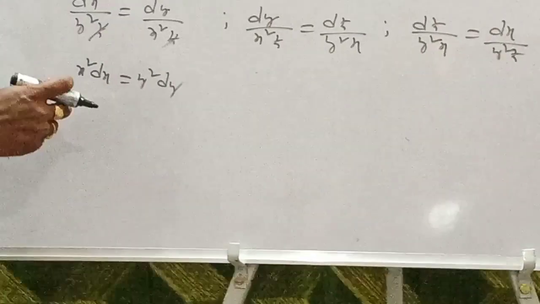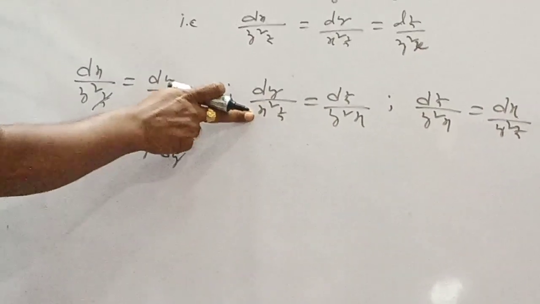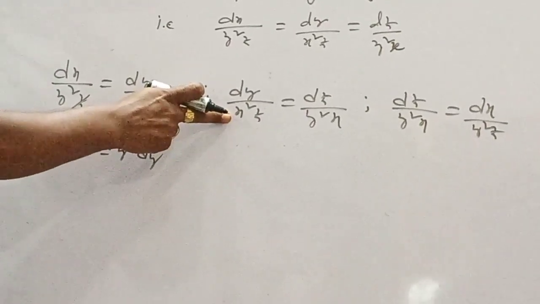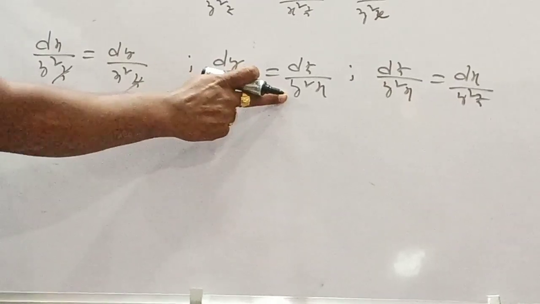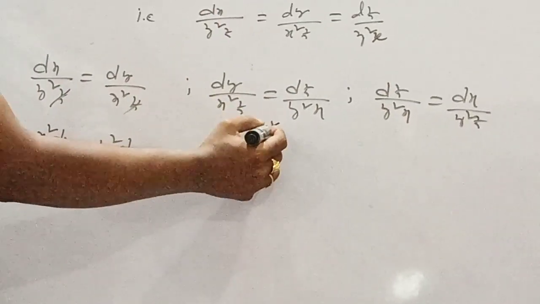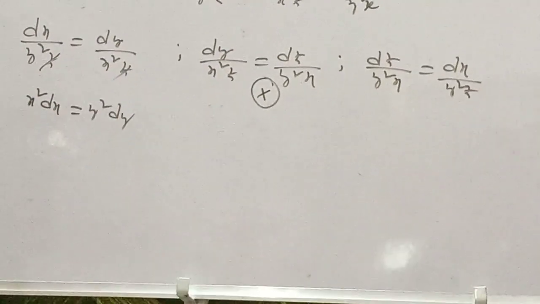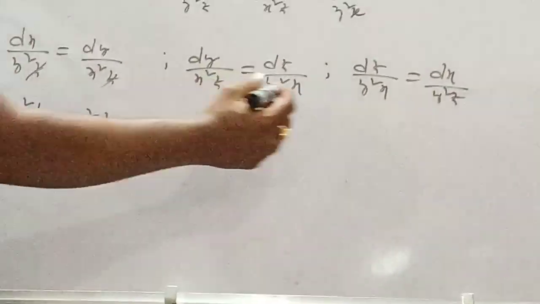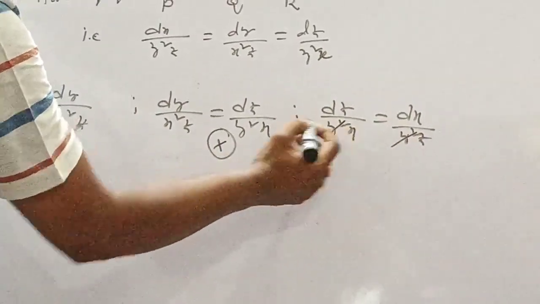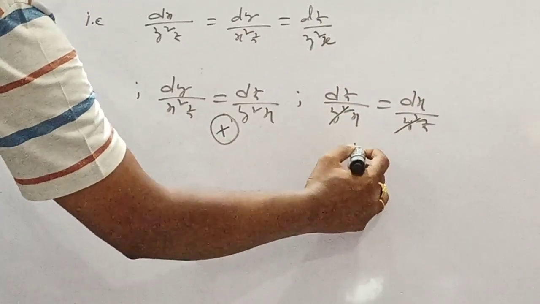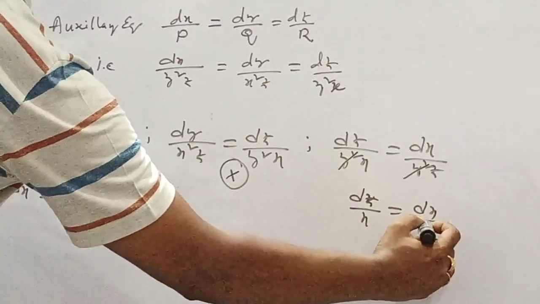Here you observe that x gets cancelled, and again we have an x term remaining here. So dy by xz is equal to y square. So it is not solvable, because with respect to x and z it is not separable here. Next, here you observe, y square gets cancelled and dz by x equal to dx by z.